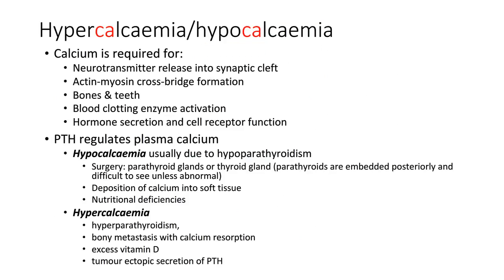We also need calcium as part of our teeth matrix. We also need it as a mechanism for the actin myosin in our muscle cells to form the cross bridges for muscle contraction.